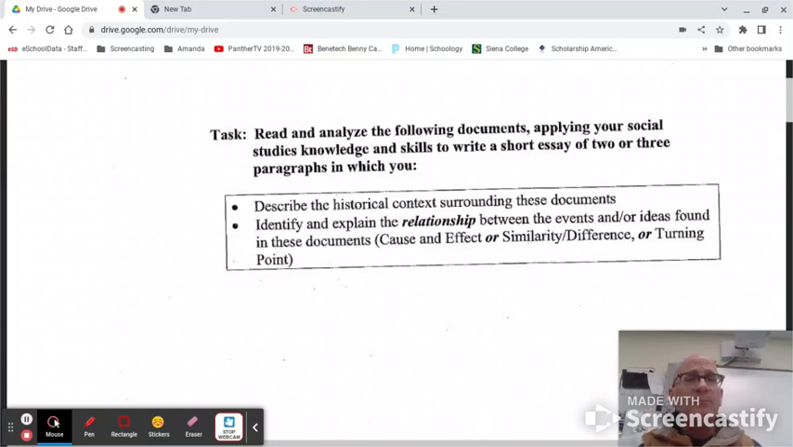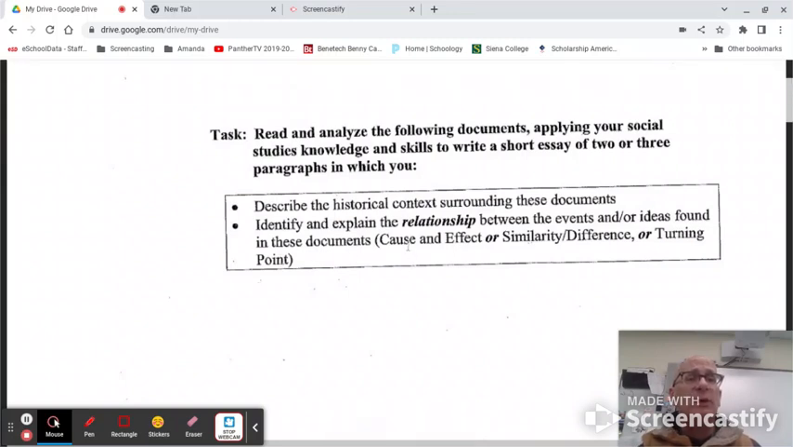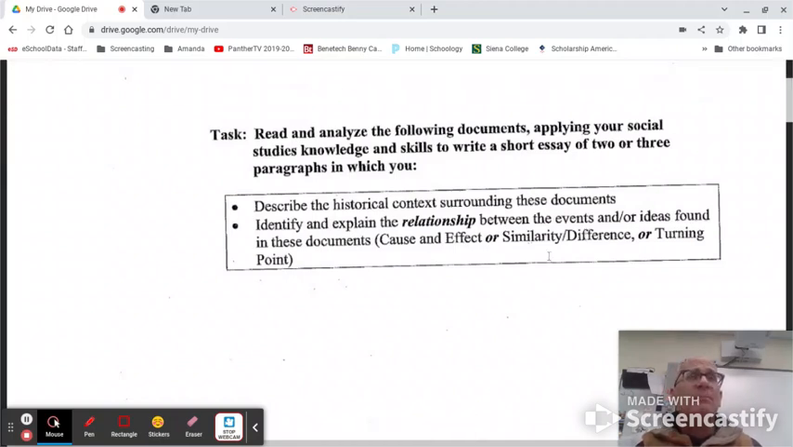Just be on the lookout for making sure that as we do multiple documents throughout the course of the school year, I'd like you to mix it up and try different approaches. With this first document set, try cause and effect 1 week, and then maybe the next week do similarity and differences. Make sure you're getting experience covering all the different types of relationships that you can identify and explain.